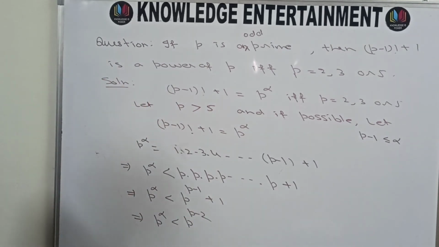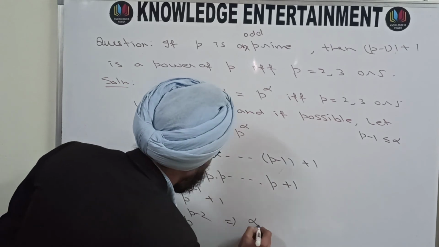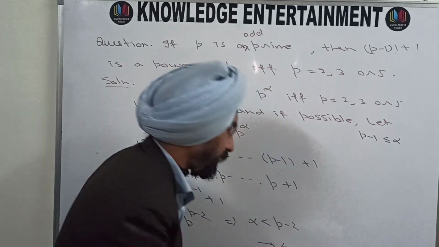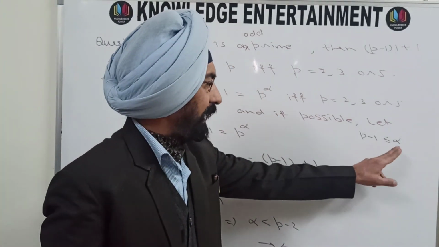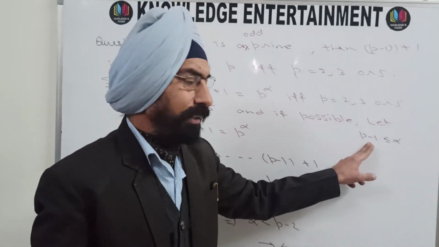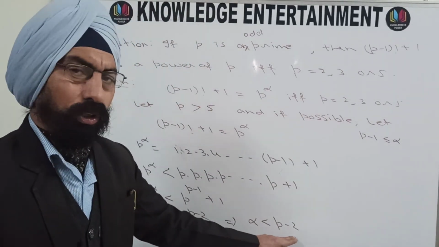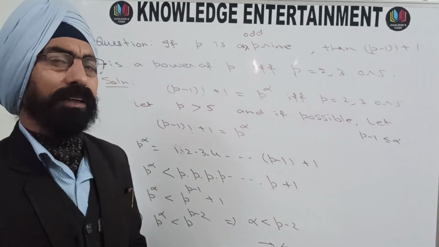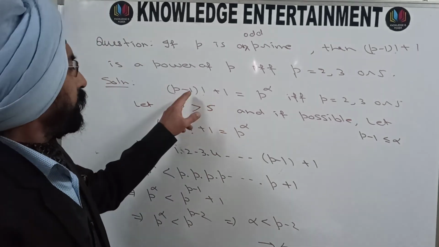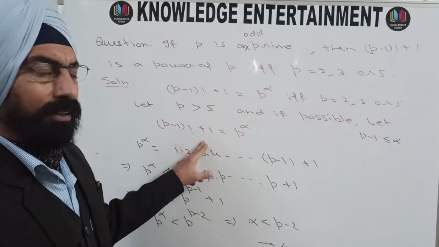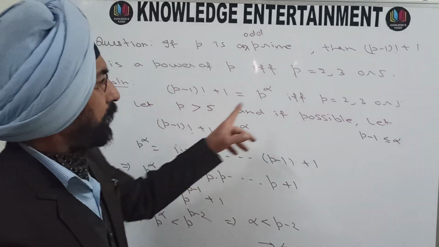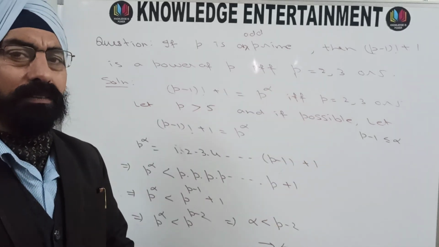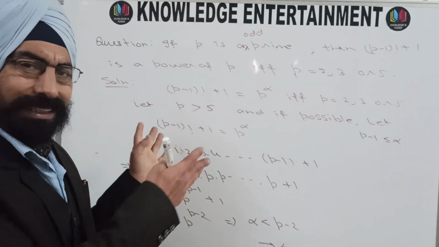And that means your alpha is less than P minus 2. And here you have a contradiction. One of the results says that alpha should be greater than or equal to P minus 1. The other result says that alpha is less than P minus 2. So they contradict each other. So you arrive at a contradiction. And why is this contradiction there? Because we have supposed that this is possible for P greater than 5. That means P minus 1 factorial plus 1 cannot be expressed as a power of P if P is greater than 5 and P is a prime. So this result is proved.